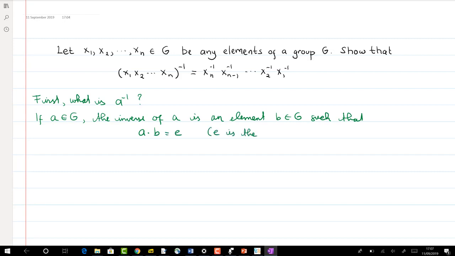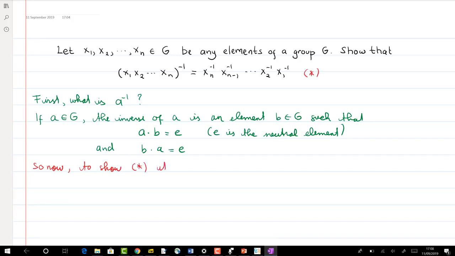So here E is the neutral element, which is the element where wherever we multiply any element of a group with this E, we get back that element. Okay, so if we multiply from the left or from the right, we get a neutral element. That's the definition of inverse.